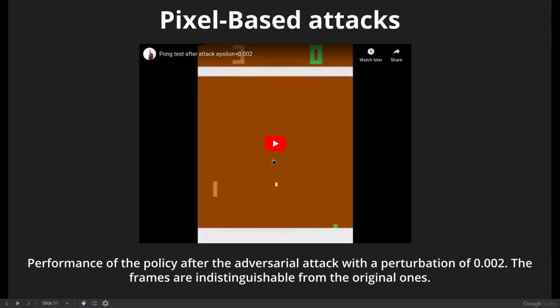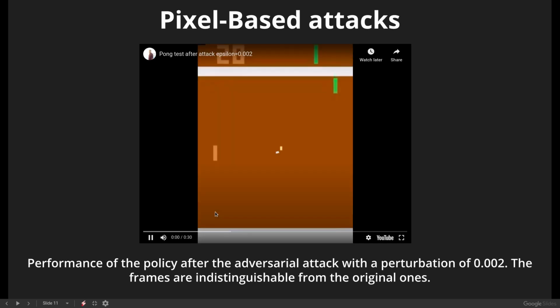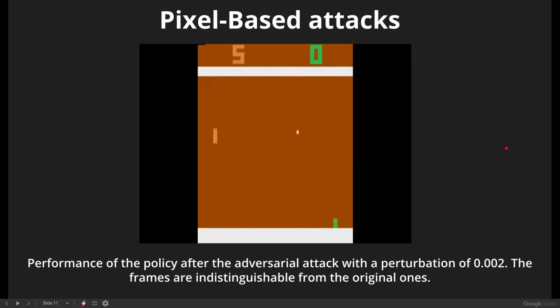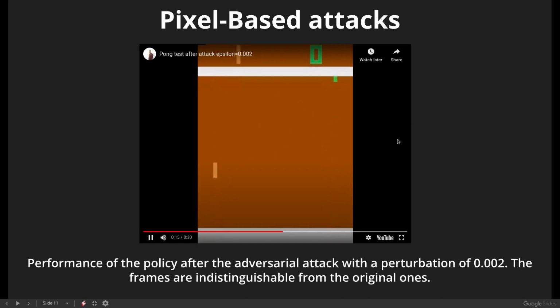Now let us see this happening. So this is the same trained policy as the previous one, which was playing Pong as an expert and beating humans, and this video illustrates the attack with a perturbation of 0.002. Okay, so the first thing to note here is that the frames are exactly the same. They are indistinguishable from the original ones, and the RL agent performs very badly. As we can see, it takes the wrong action most of the time and is losing every point.